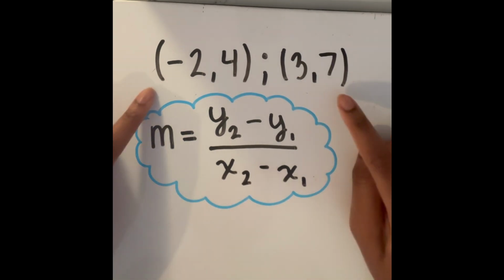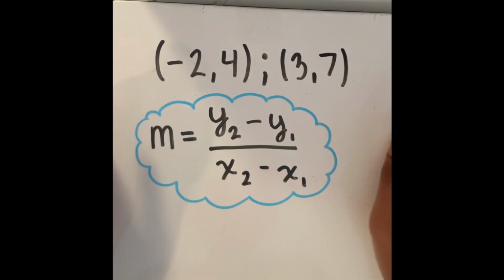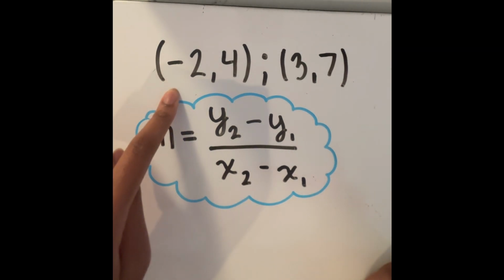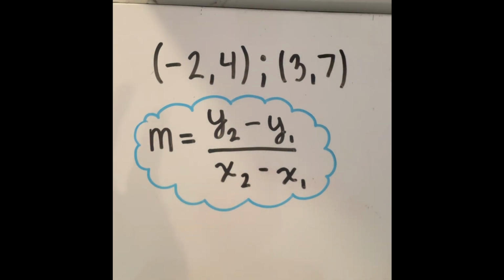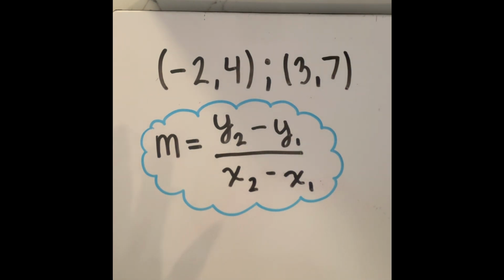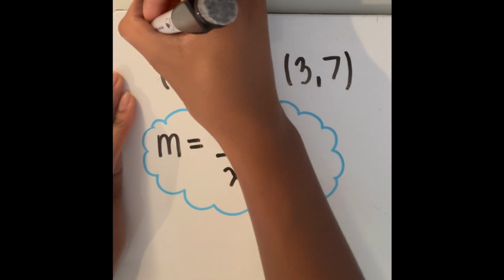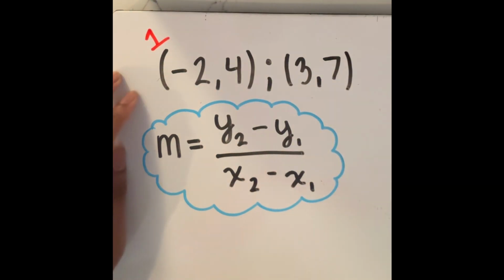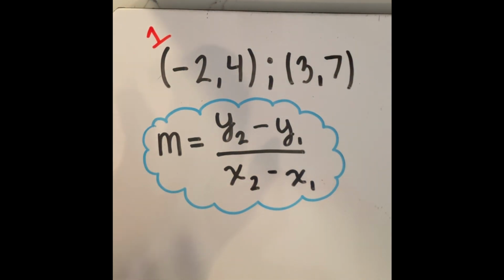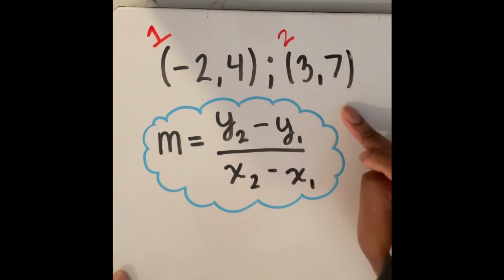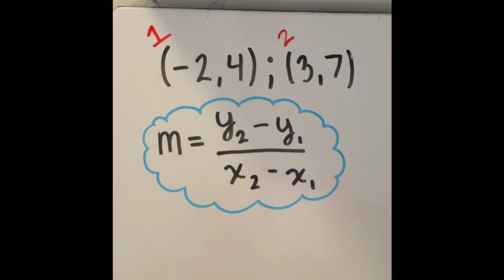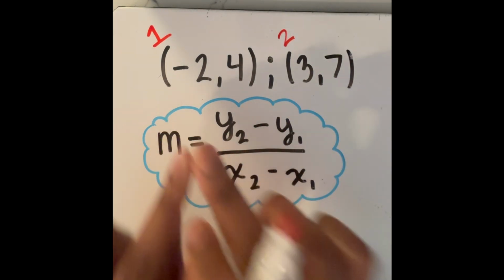Before we do that, we need to label our points up here so we're not getting confused. So this coordinate point, (-2, 4), is our first point. You could either label this point A or point 1. It's completely up to you. I'm just going to label this point 1. So I'm going to write a 1 up here in red to notify me that this is the first point. And I'm going to write a 2 up here to let me know that this is the second point.